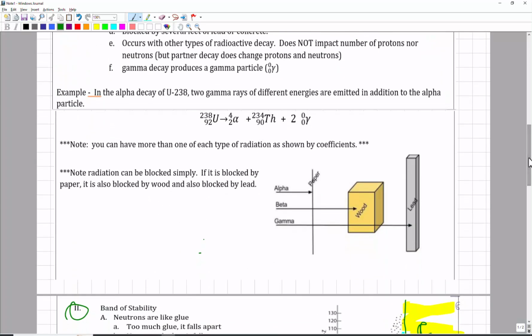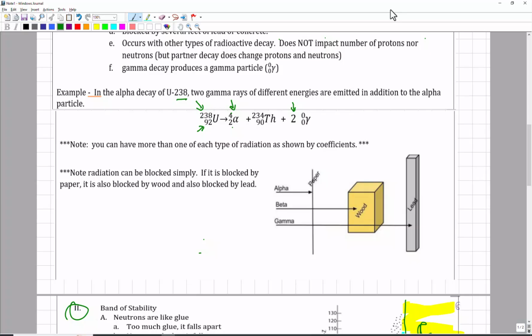Example, in the alpha decay of uranium-238, 2 gamma rays of different energies are emitted in addition to the alpha particle. Uranium-238, there's the mass. The periodic table tells me uranium is 92. Alpha decay, alpha particle, 4/2 alpha. And then gamma, 2 gamma particles. There's a 2, so 2 times 0, still 0. 2 times 0, still 0. So over here, 238 yields 4 plus something. Well, that's going to be 234. 92 equals 2 plus something. That's going to be 90.